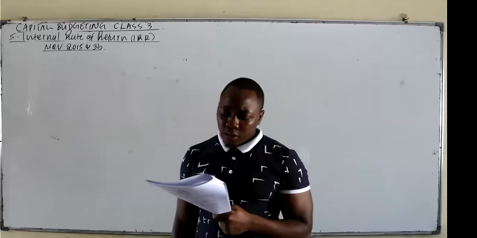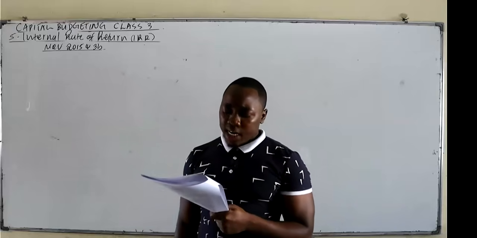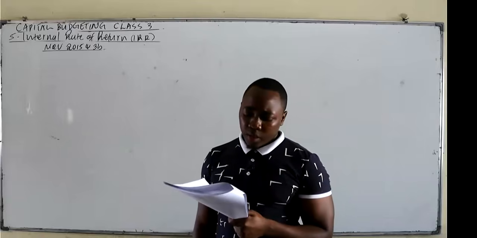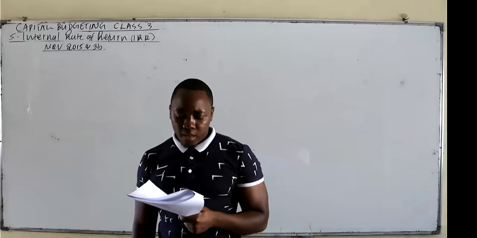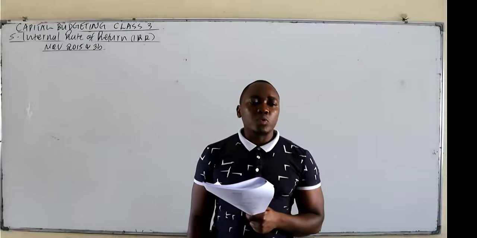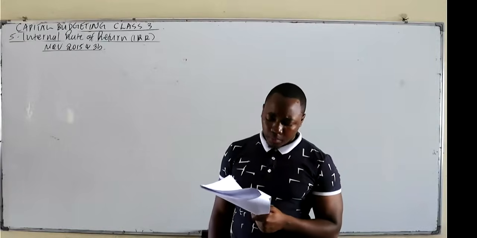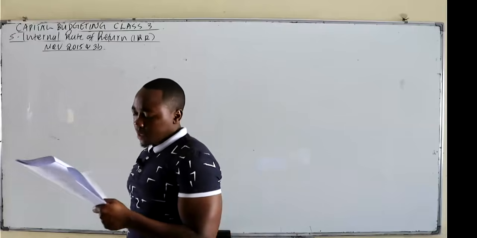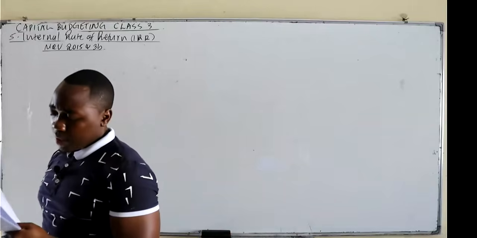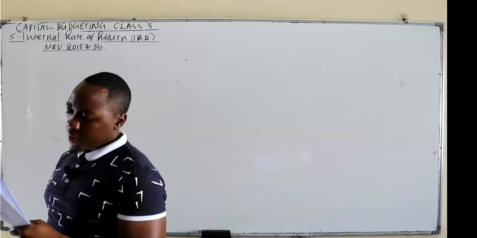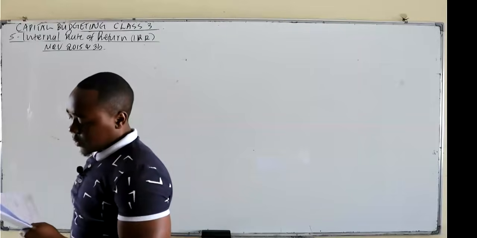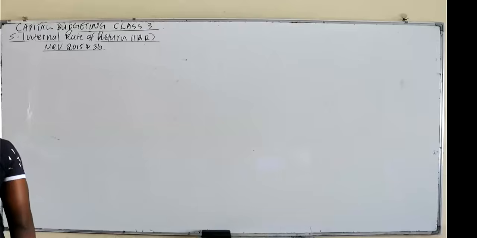We have the project cost, annual cash flows after tax, project economic life, 5 years, required rate of return, 12%. Assess the suitability of the capital project using the following methods. Number one is the internal rate of return, IRR.